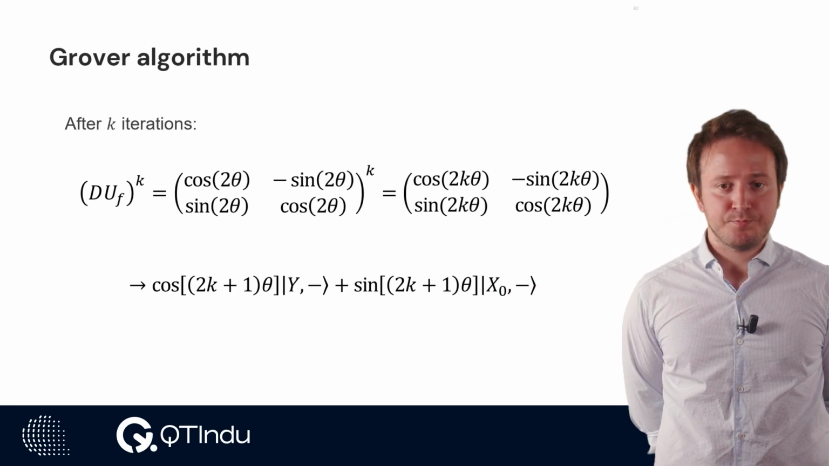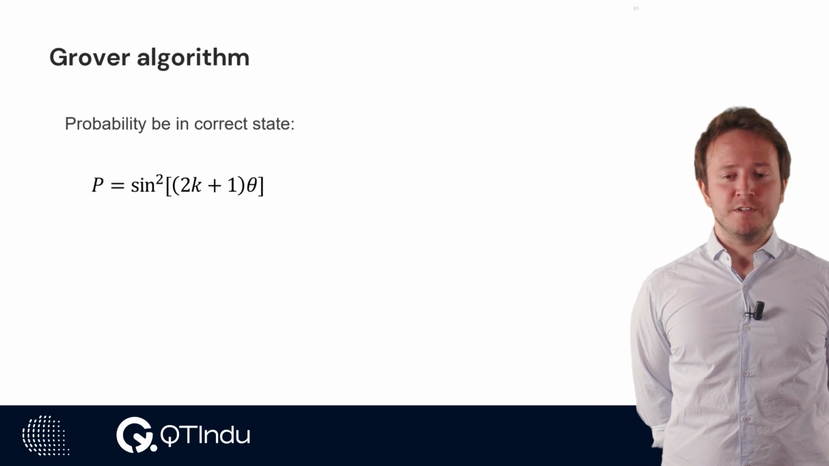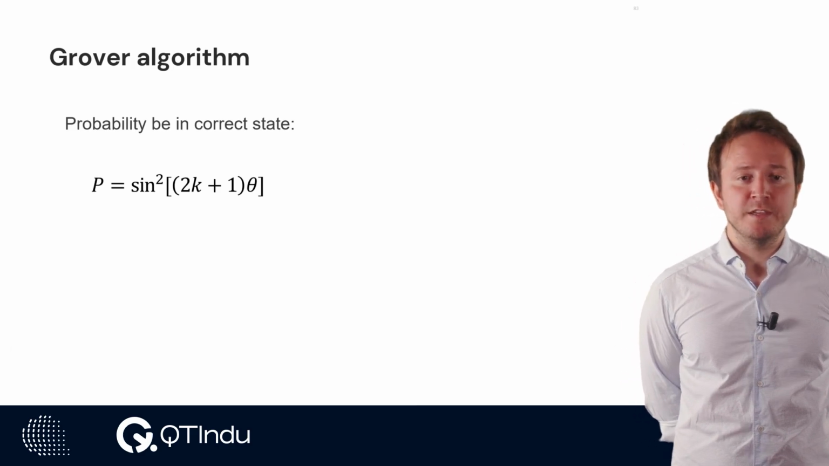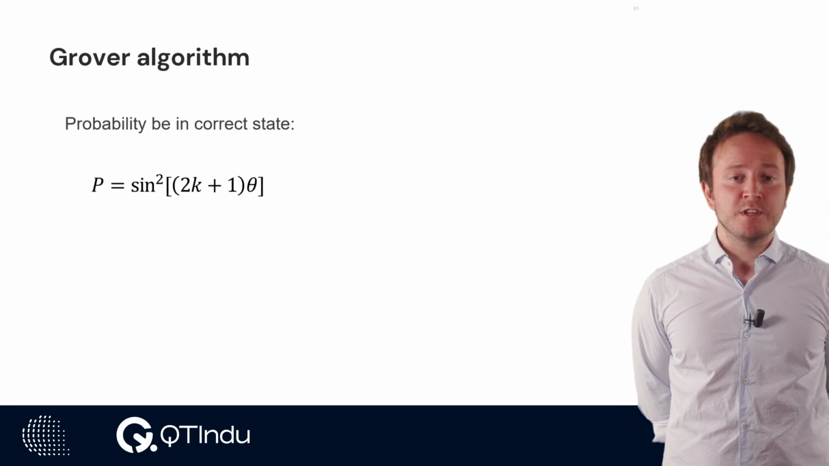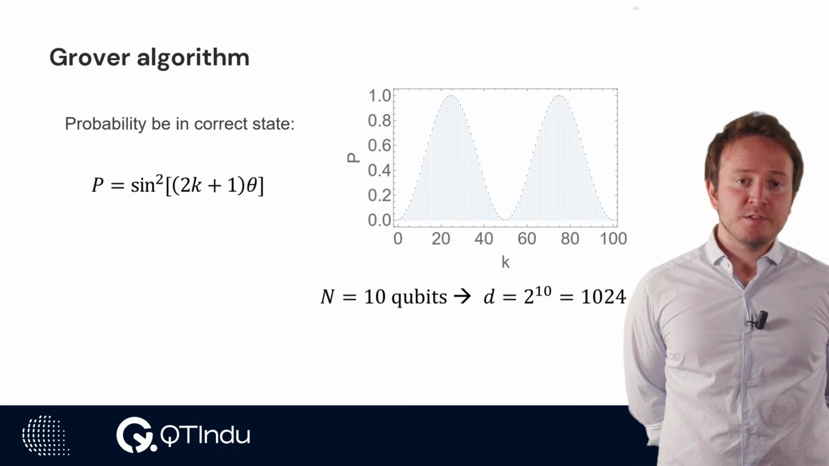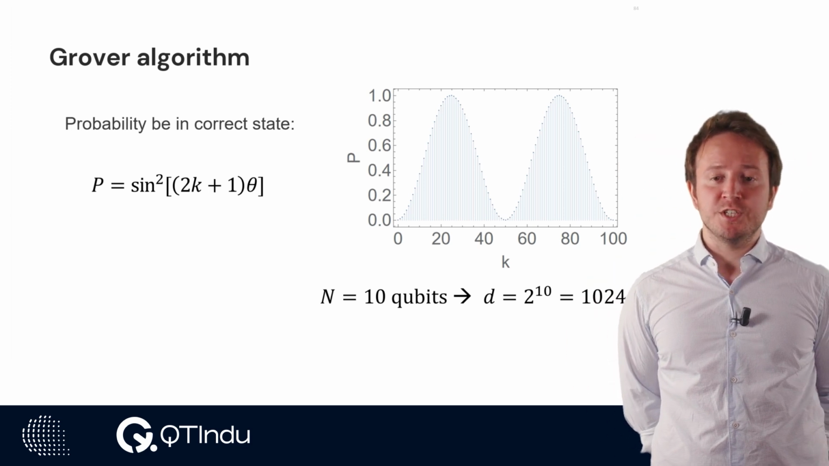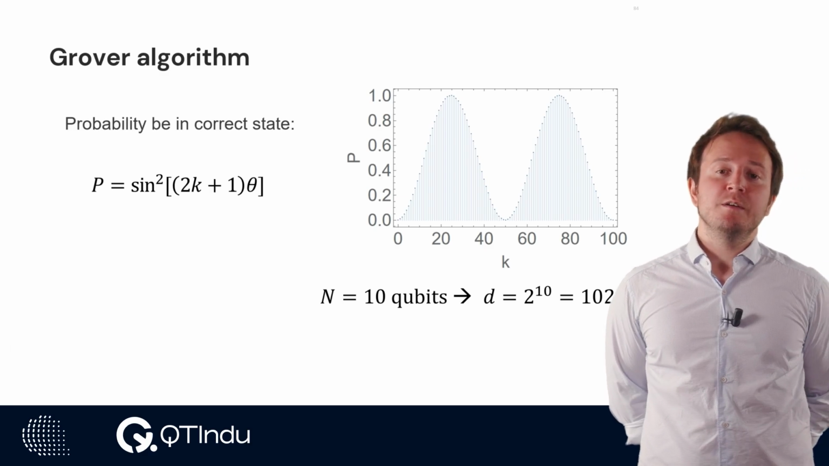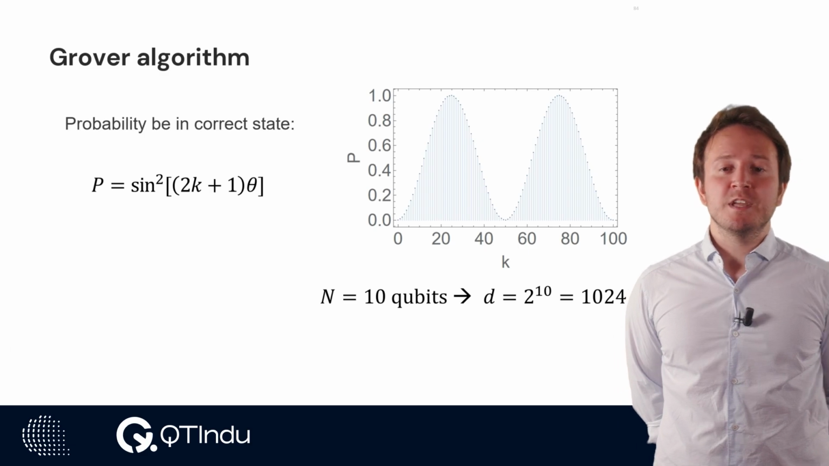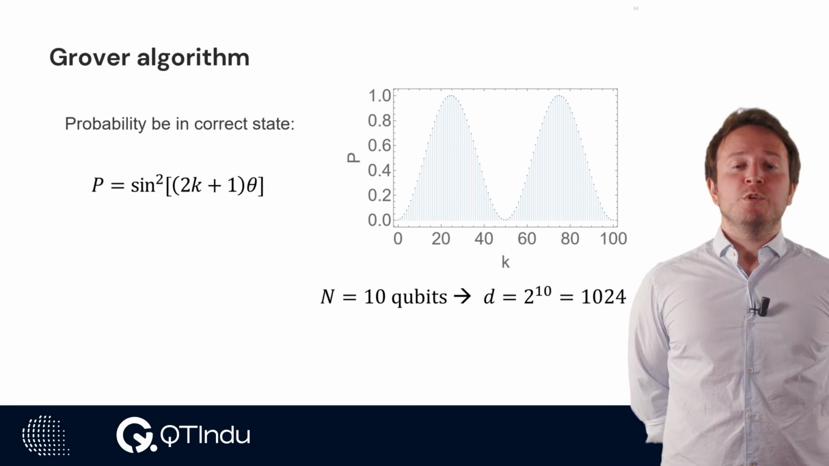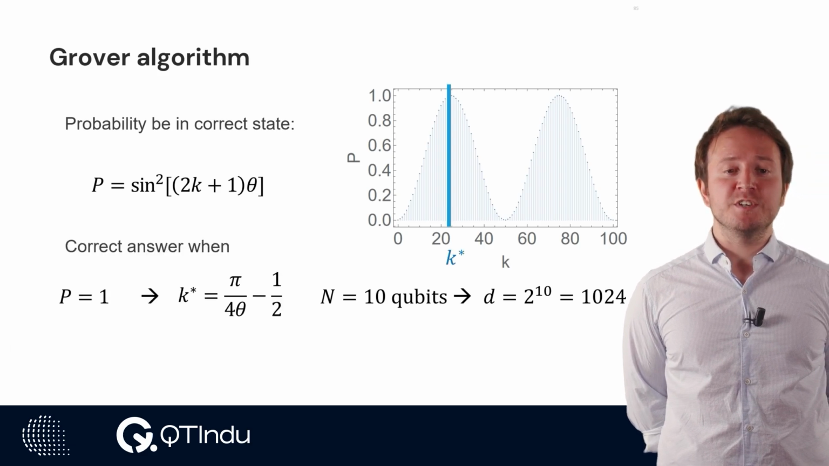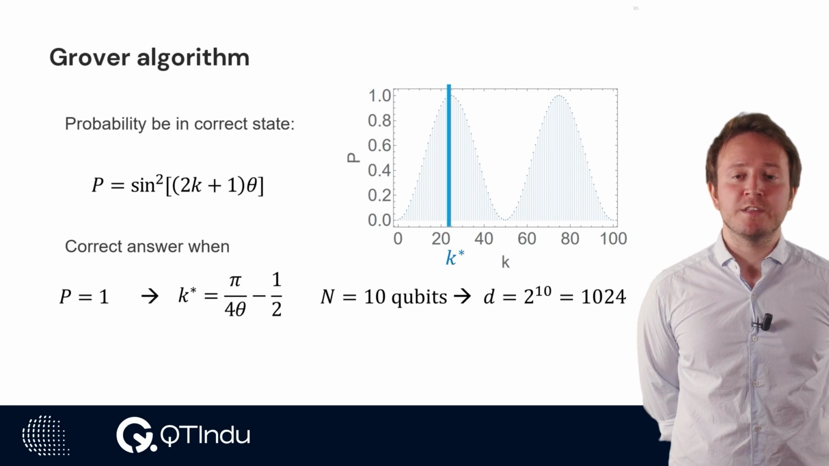So this gives some very insightful results, because the probability to be in the correct state at the end is given by a sinusoidal function of 2k plus 1 times theta. If we plot this probability as a function of the number of iterations k, then we see that this probability will approach 1, and then will keep on rotating. So for the Grover algorithm, we want to find the number of iterations that will guarantee that we are finding the correct answer.